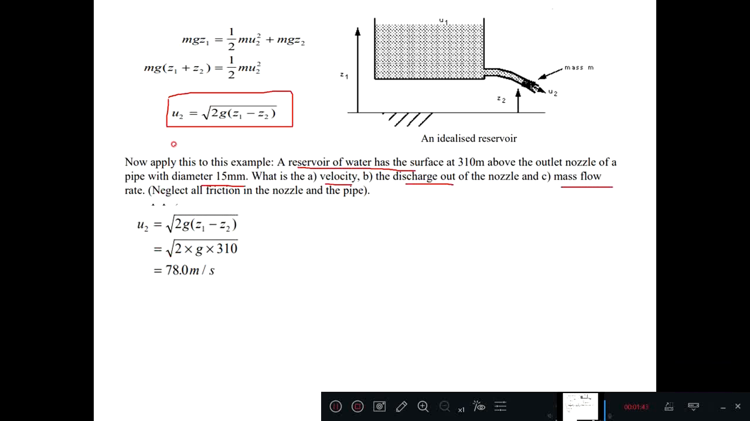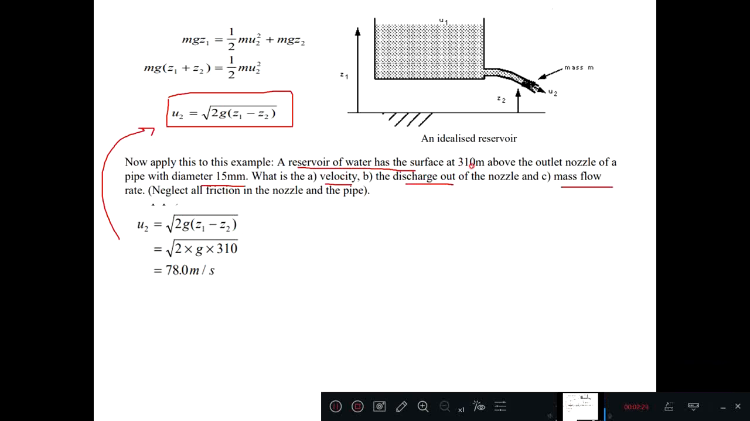So here we can utilize this equation to calculate directly u2 equal to root of 2g (z1 minus z2). So this is the equation we have with us, or else you can use the law of conservation of energy, that is initial kinetic energy plus initial potential energy is equal to final kinetic energy plus final potential energy. When you apply this, you will get this equation. Since we have already derived the equation, we can utilize it and apply it to this problem. So u2 equal to root of 2g (z1 minus z2).